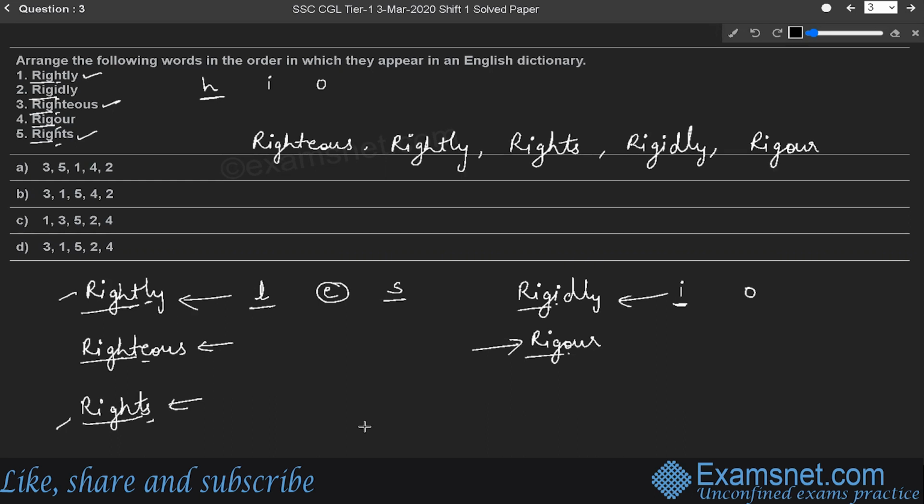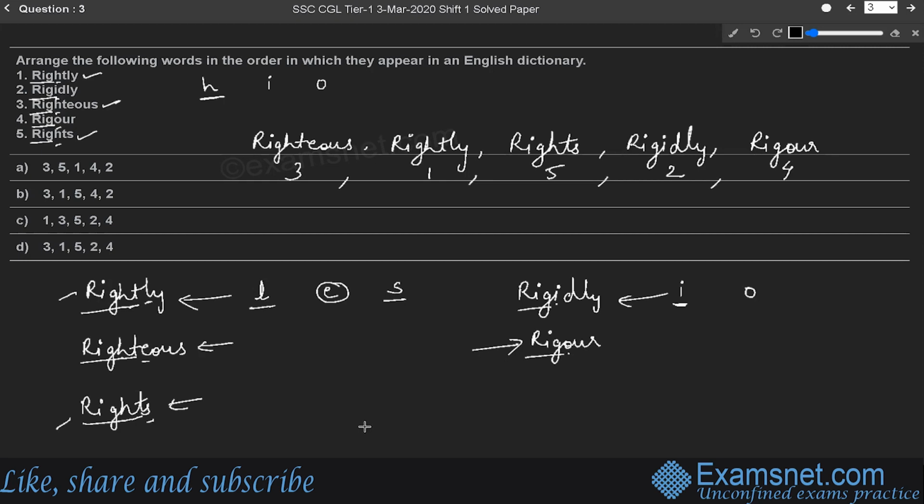Now let us see the numbers of all these words. For rightly, the number is 1. For rigidly, the number is 2. For righteous, the number is 3. For rigor, the number is 4. And for rights, the number is 5. So the correct order is 3, 1, 5, 2, and 4.